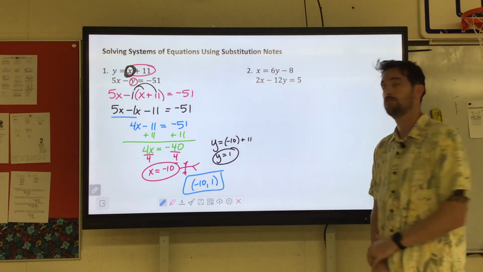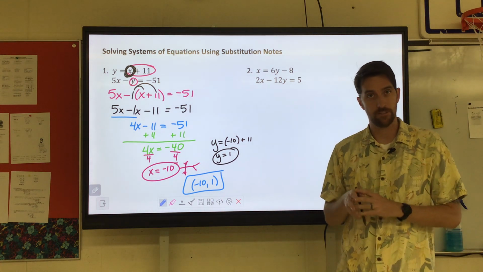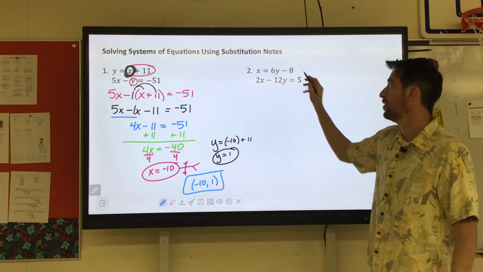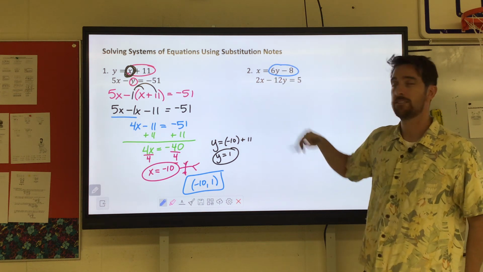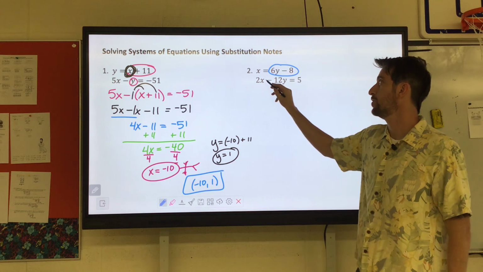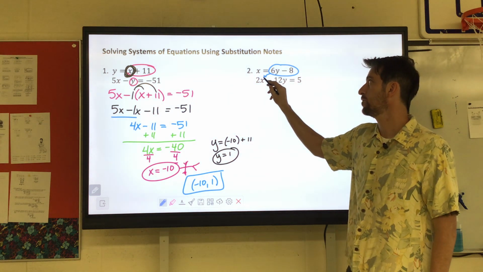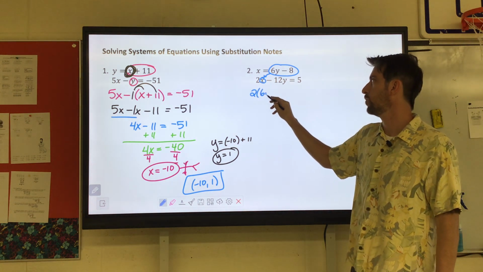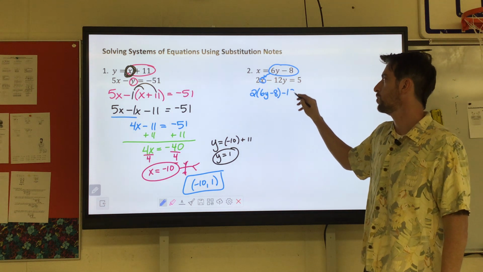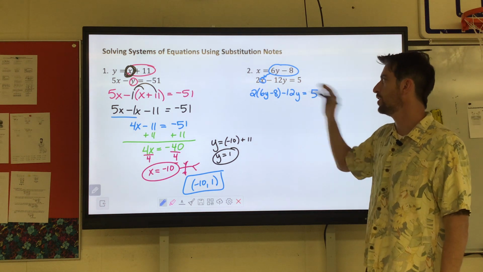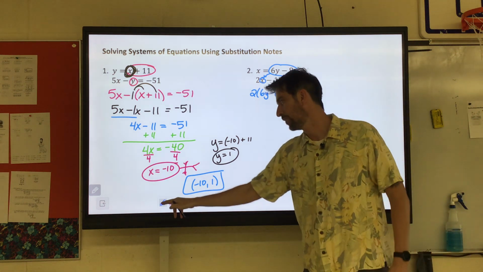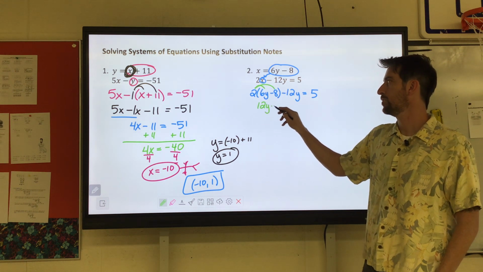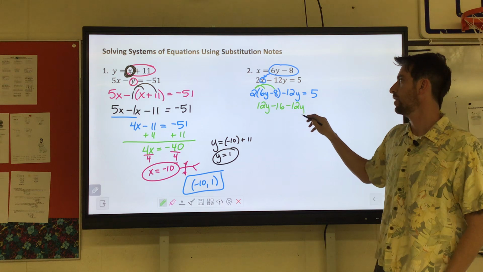Okay. Number 2, we try to get x by itself or y by itself in either equation. Sometimes you got to do work. Number 2, they gave us a nice little gift too. We already have x all by itself. So when I see an x in the second equation, I could substitute in 6y minus 8. There's the only spot where there's an x. Put it in parentheses. 2 times 6y minus 8 minus 12y equals 5. We just replaced the x in the second equation. So we'll go ahead and distribute. That will give me 12y minus 16 minus 12y equals 5.